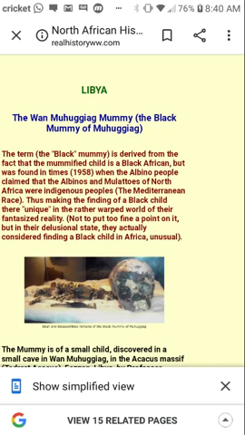See, the term the black mummy is derived from the fact that the mummified child is a black African, but was found in 1958 when the so-called white peoples claimed that the white peoples and mulattoes of North Africa were indigenous peoples. They're all mulattoes and hybrid peoples over there in North Africa.